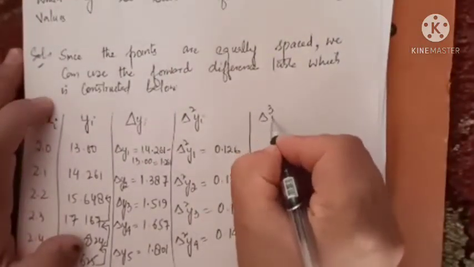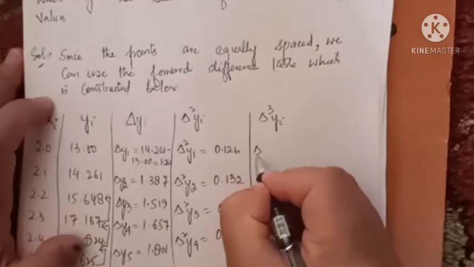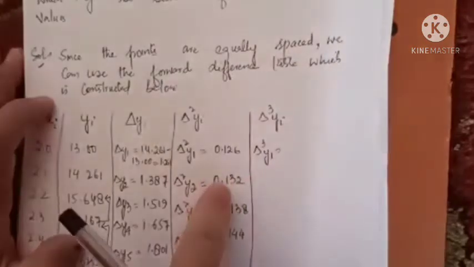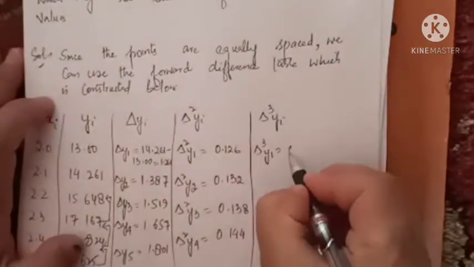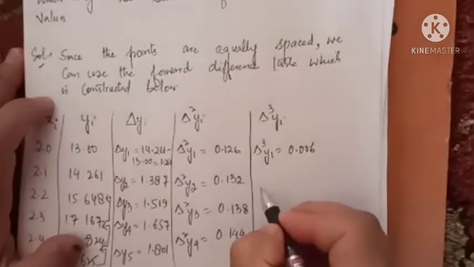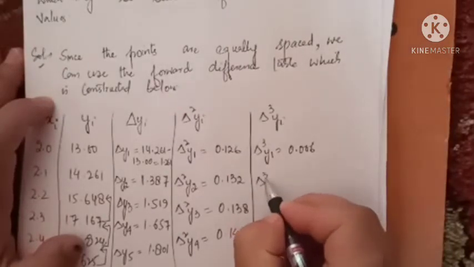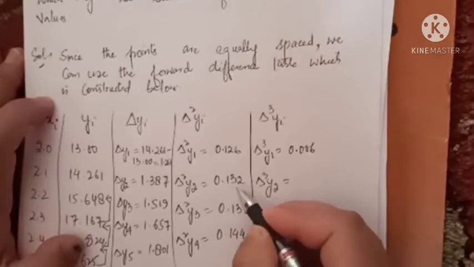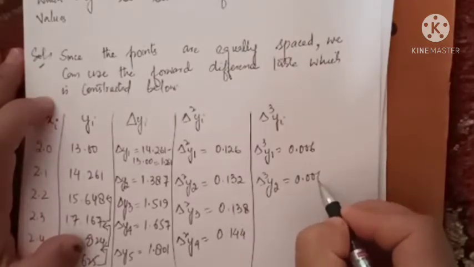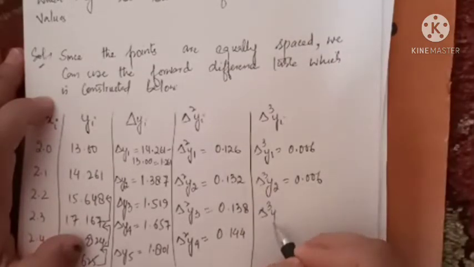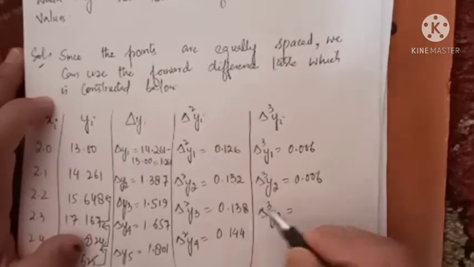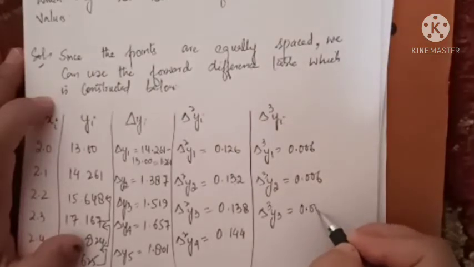Delta cube yi, that means delta cube y1 will be this minus this, which is equal to 0.006. Delta cube y2 will be this minus this, which is equal to 0.006. Delta cube y3 will be equal to this minus this, 0.006.